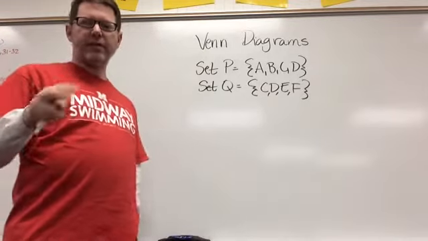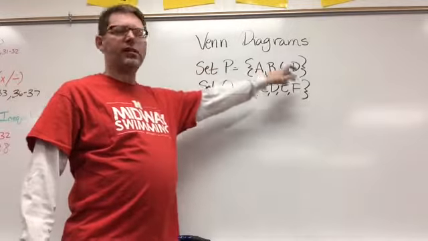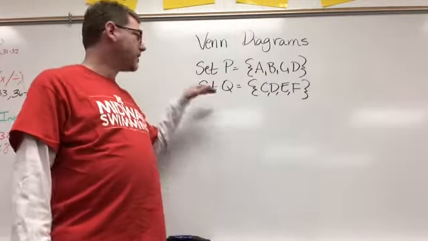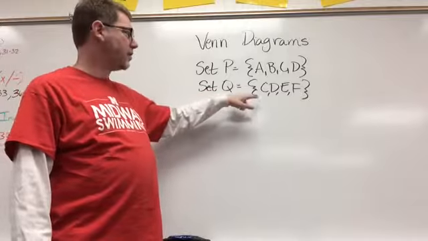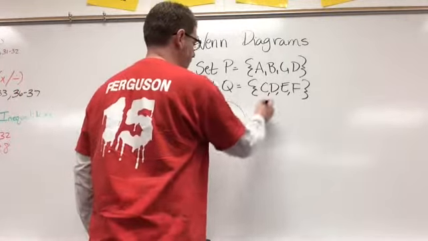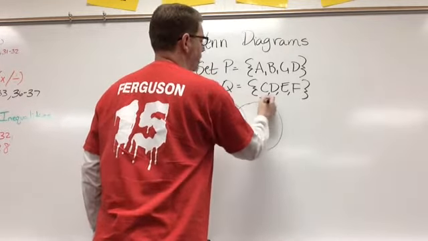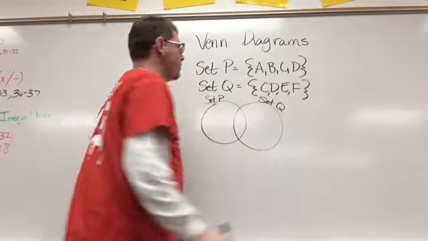So in Venn diagrams, I've got 2 sets. The first set is P, and it includes A, B, C, and D. And then my second set is Q, and that includes C, D, E, and F. So let's draw a Venn diagram. We're going to draw a Venn diagram. This is going to be set P. This is going to be set Q.